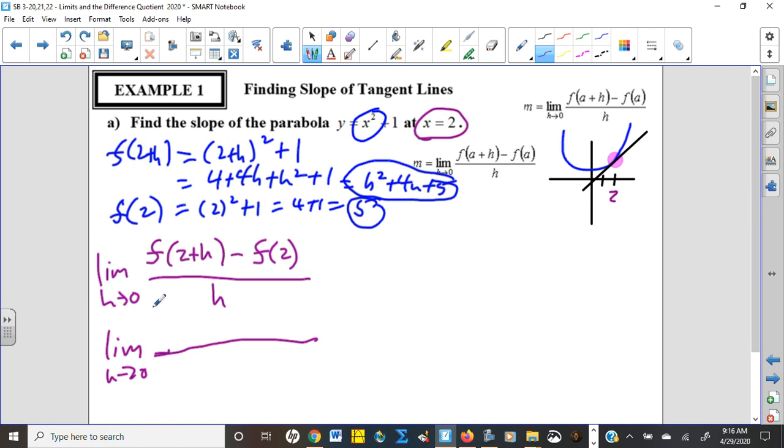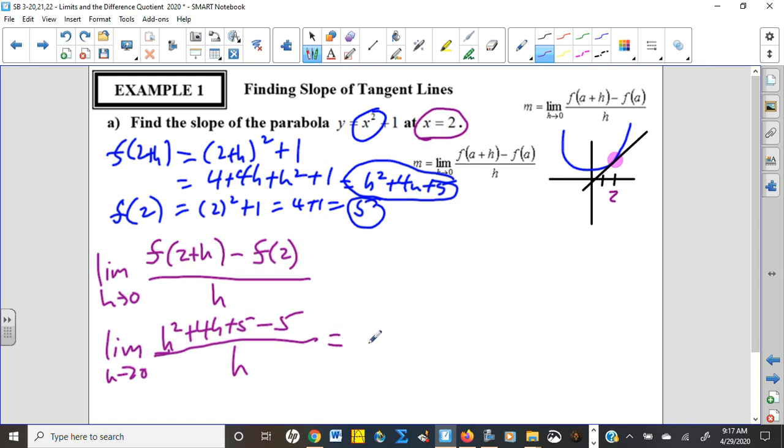Okay. So f of 2 plus h was h squared plus 4h plus 5. f of 2 was 5. Now, like I said, some people like to write all this work that I did up here within the difference quotient. So there's no side work, but the work that you're actually doing is much more involved. It's your call as long as you're labeling things and it's organized, okay?